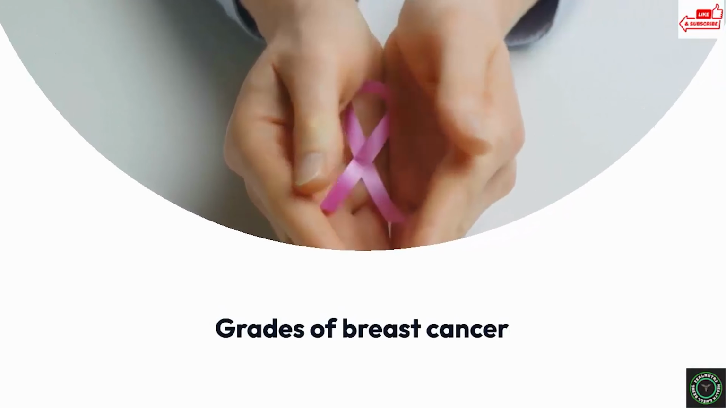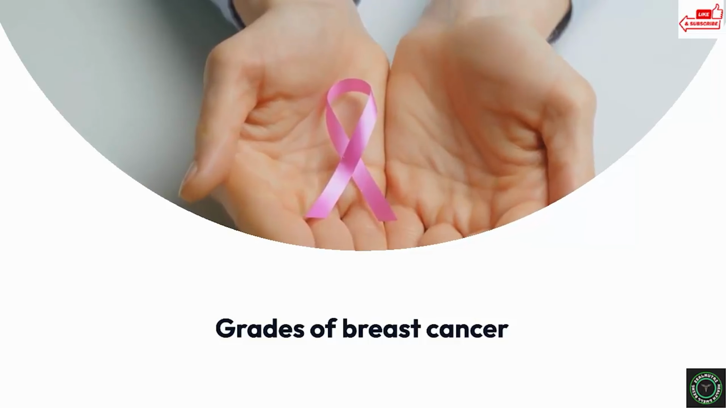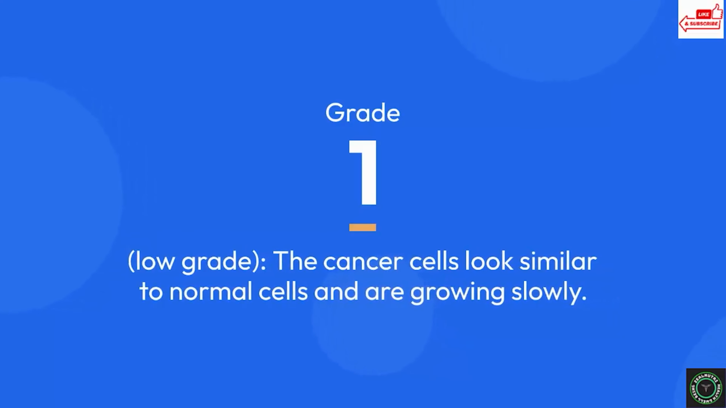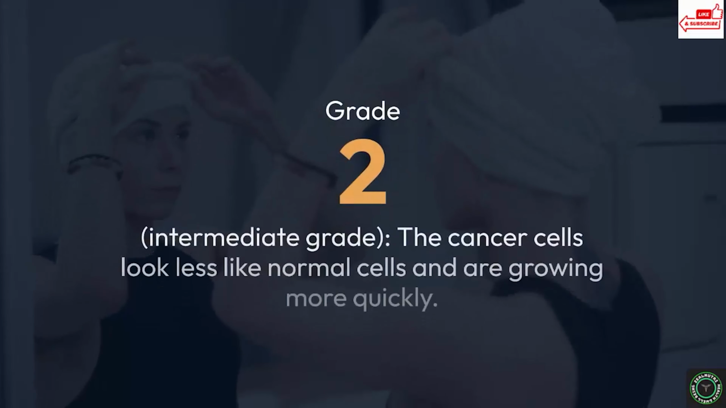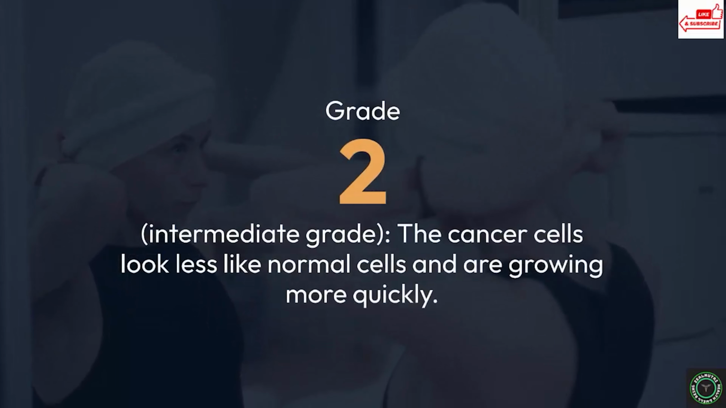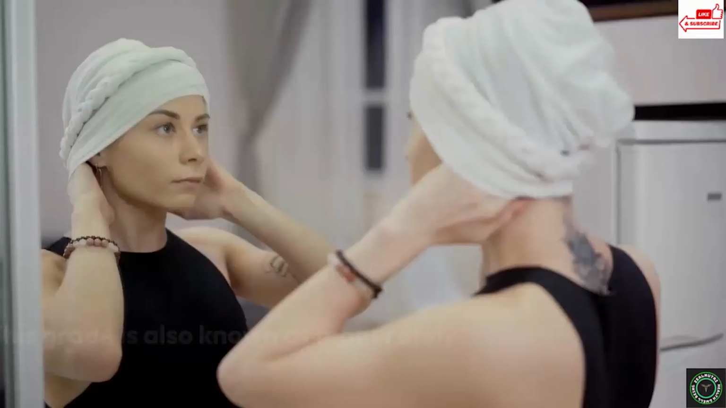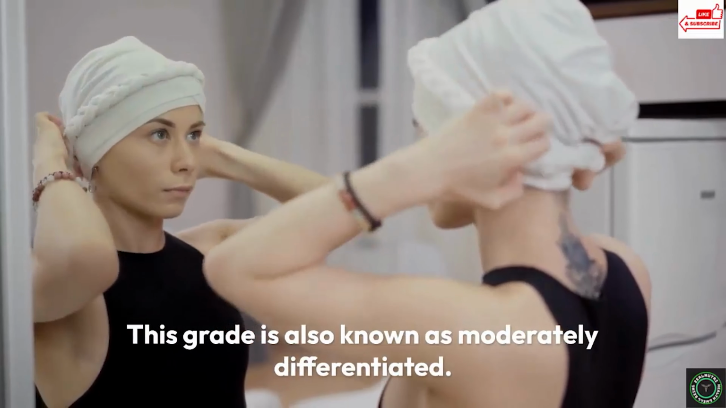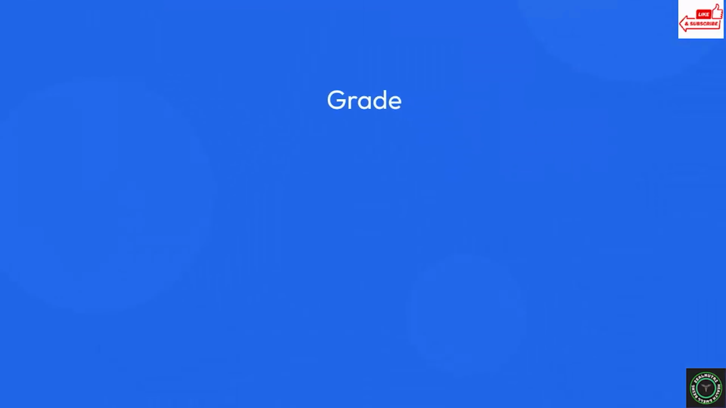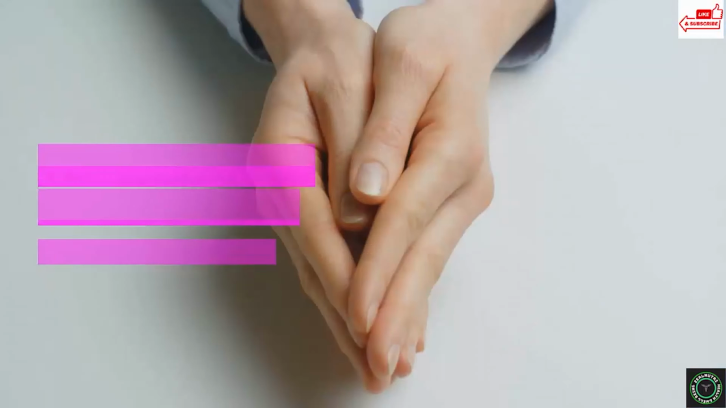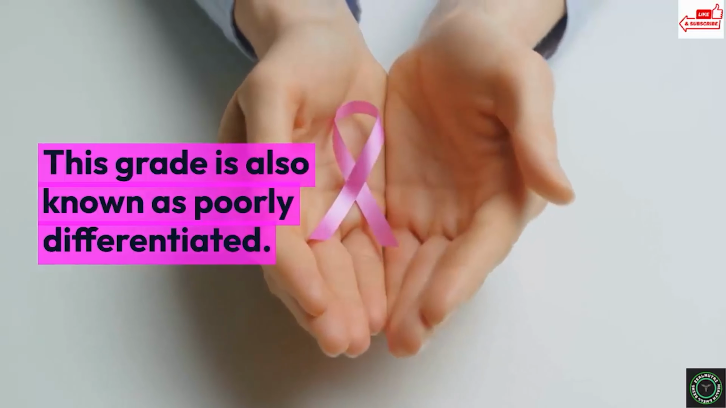Grades of breast cancer. Grade 1. Low grade. The cancer cells look similar to normal cells and are growing slowly. This grade is also known as well differentiated. Grade 2. Intermediate grade. The cancer cells look less like normal cells and are growing more quickly. This grade is also known as moderately differentiated. Grade 3. High grade. The cancer cells look very different from normal cells and are growing aggressively. This grade is also known as poorly differentiated.